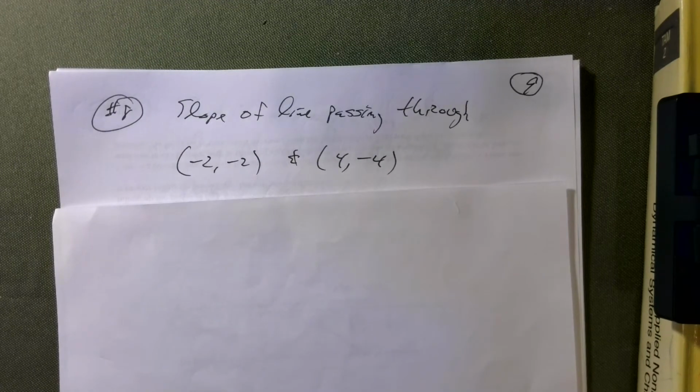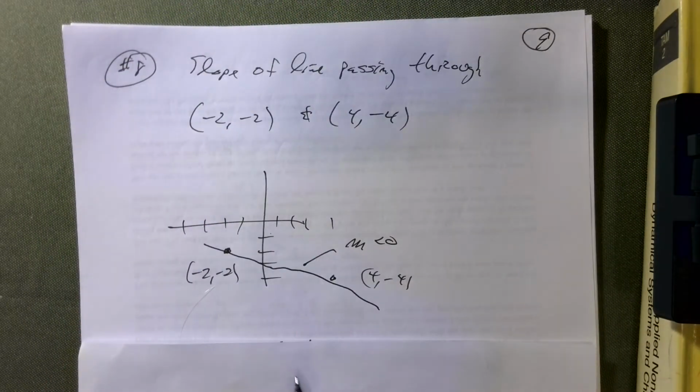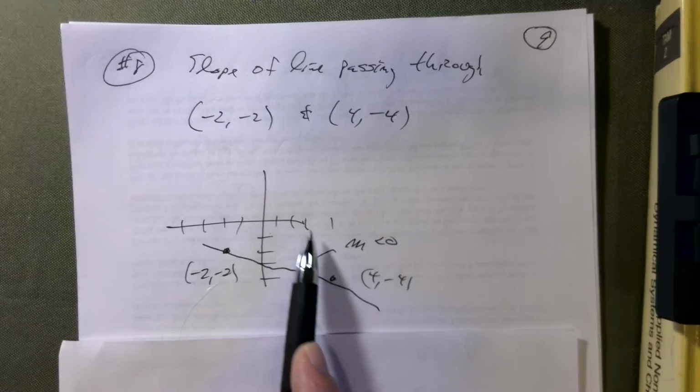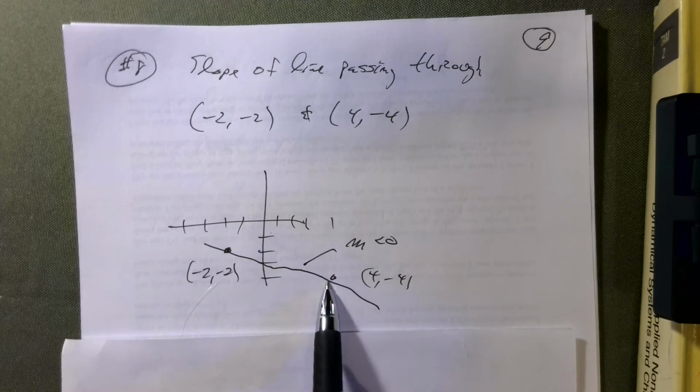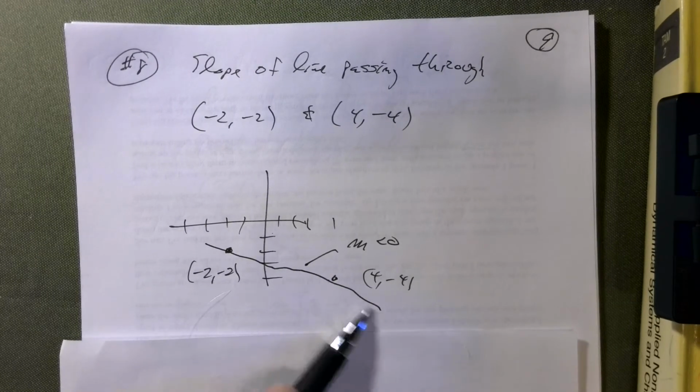Let's take a look at number 8. So I have (-2, -2) and (4, -4). Make a quick plot. Negative 2 means go over to the left, go down 2. Negative 4 means go over 4, go down 4. Slope is a what? Negative, but it's not very steep.